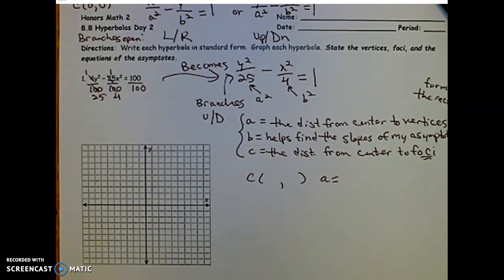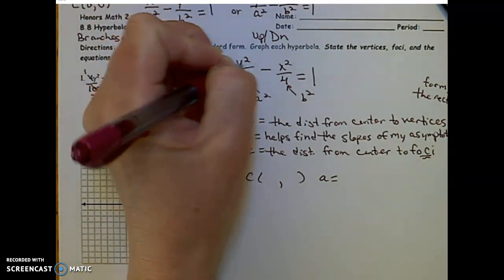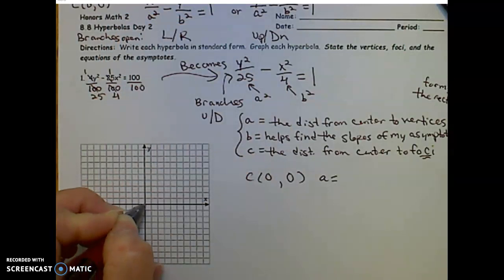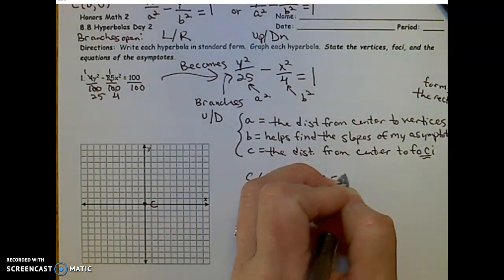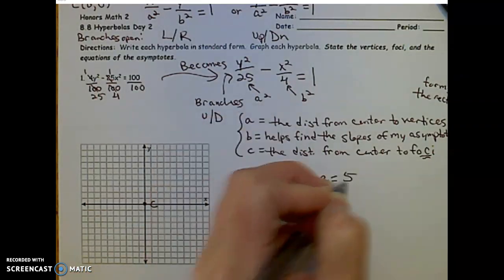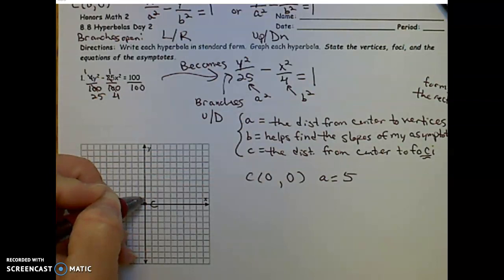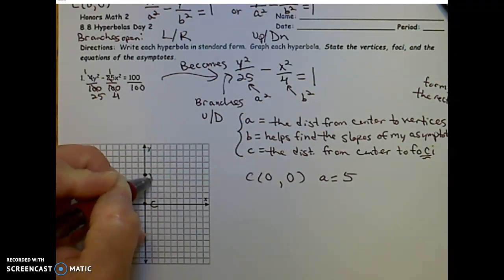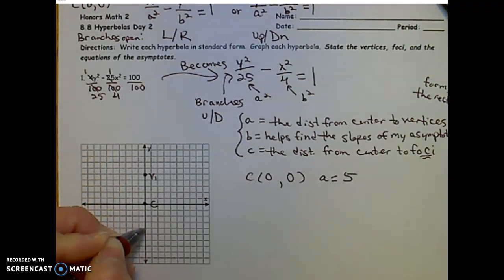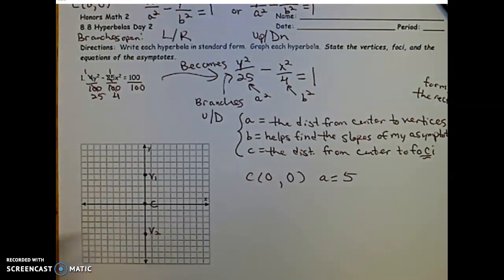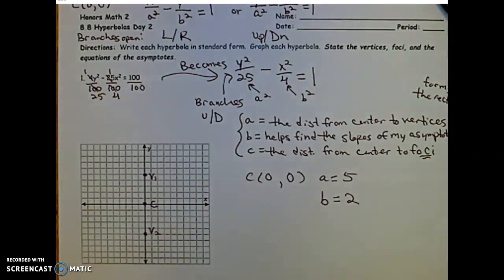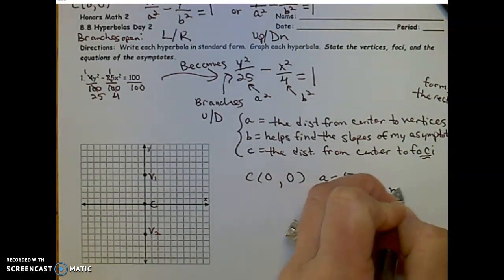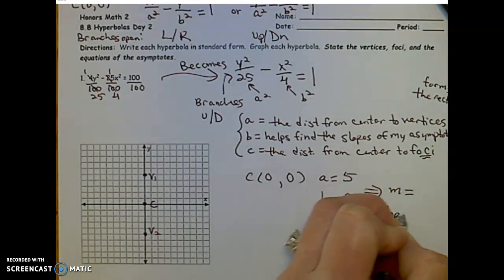In this simple hyperbola, the center, since there's no h, k value, is 0, 0. So let's plot the center of that hyperbola. A is always the distance from the center to the vertices. A squared is 25, A is 5, and my hyperbola branches, 1, 2, 3, 4, 5, open up, down. 1, 2, 3, 4, 5. Okay, now I'm going to move on to B, and that's going to help me to find the slopes of my asymptotes. Notice that B is equal to 2. That gives me the slopes of my asymptotes.